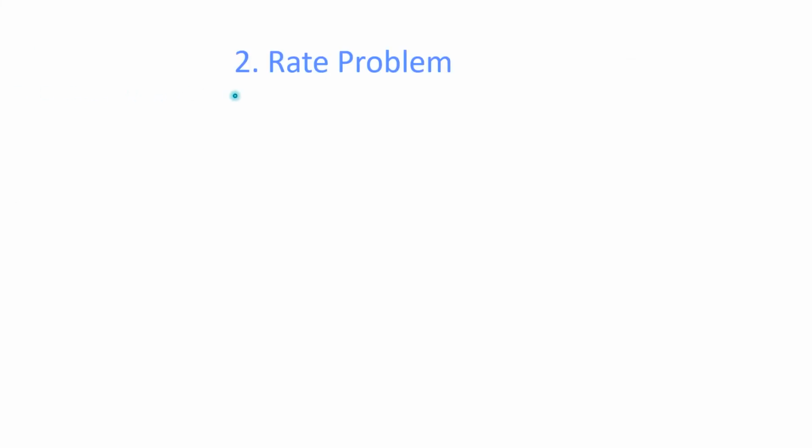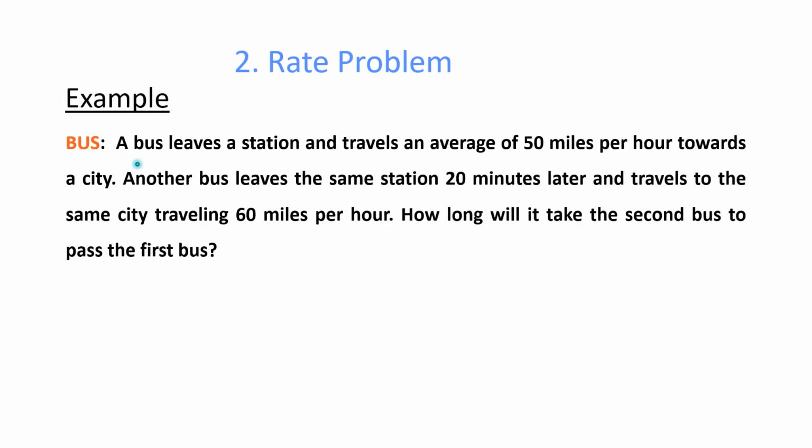Now let's look at the rate problem. Here is the example. A bus leaves a station and travels an average of 50 miles per hour towards a city. Another bus leaves the same station 20 minutes later and travels to the same city traveling 60 miles per hour. How long will it take the second bus to pass the first bus? How do we solve this question?